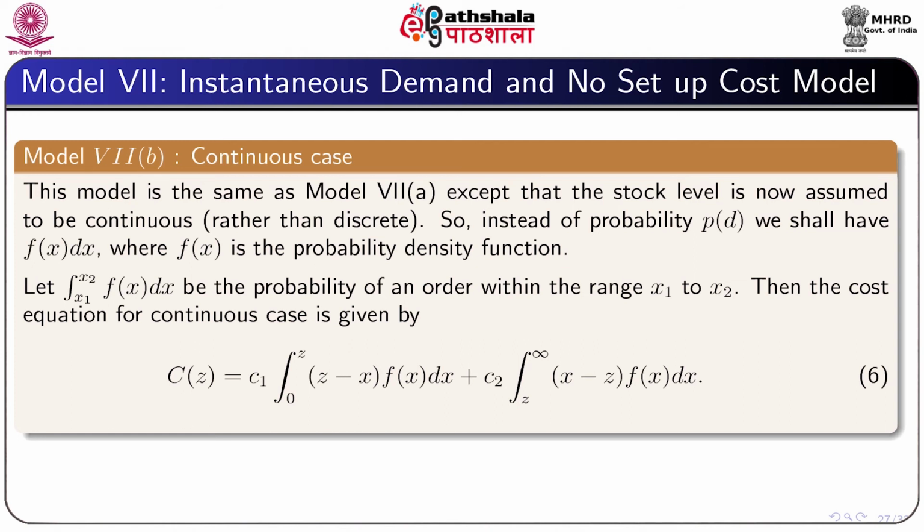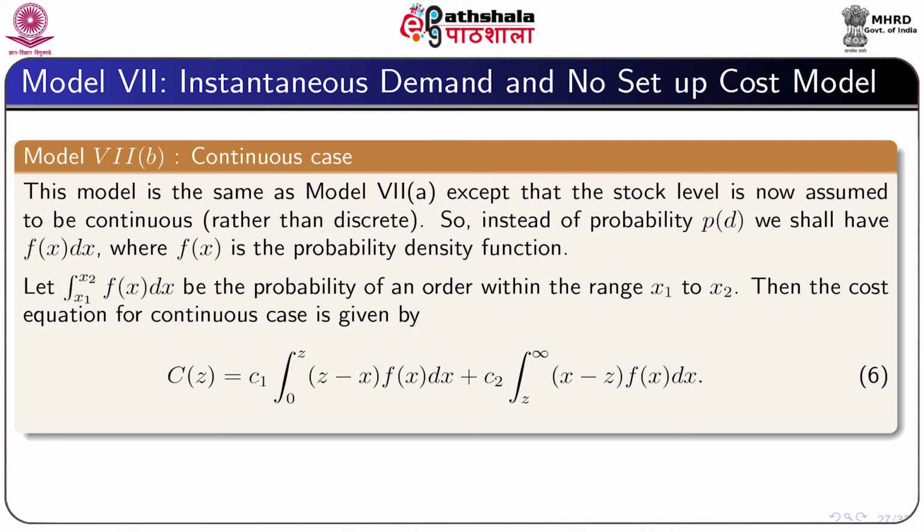Now, we proceed to develop the model, that is the instantaneous demand no setup cost model in the continuous case. This model is the same as model 7a, except that the stock level is now assumed to be continuous rather than discrete. So, instead of probability P(D), we shall have f(x) dx, where f(x) is the probability density function.